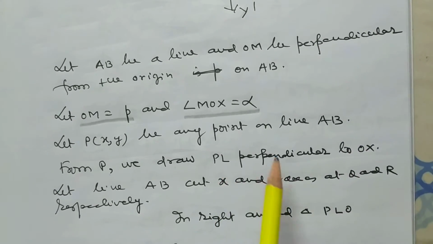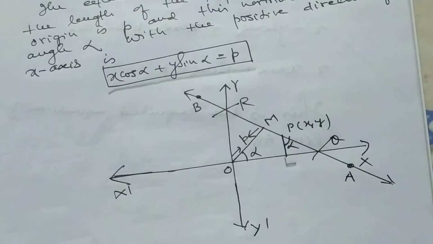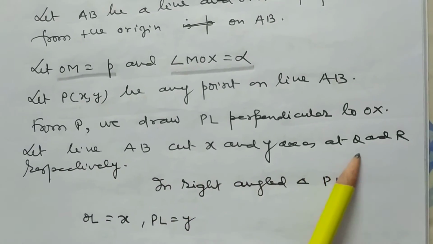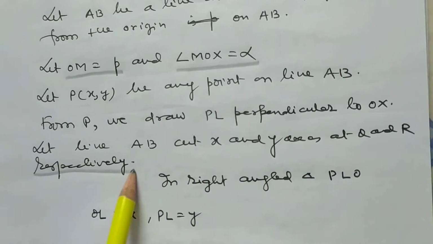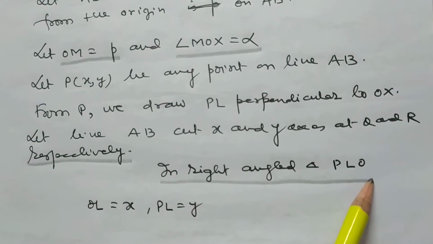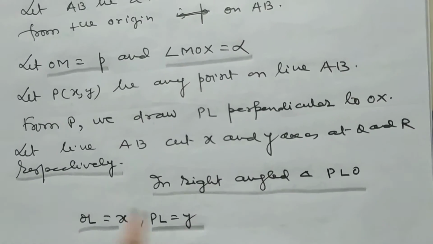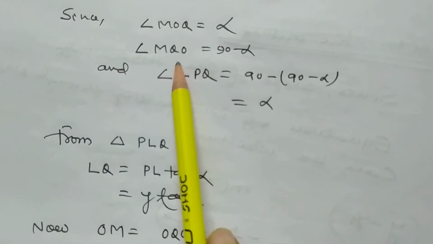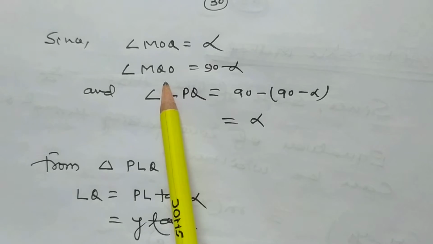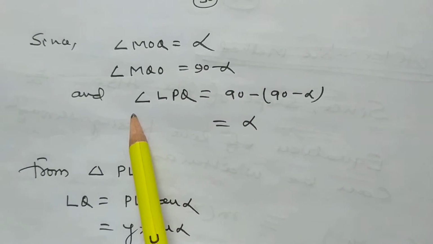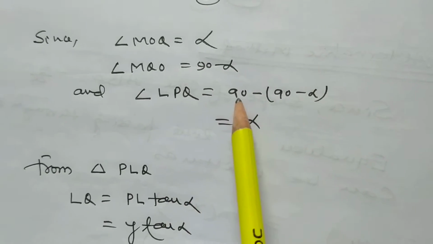From P we draw PL perpendicular to X. Let line AB cut X and Y axis at Q and R respectively. In right angle triangle PLO, OL is equal to X, PL is equal to Y. Since angle MOQ is equal to alpha, therefore angle MQO is equal to 90 minus alpha. And angle LPQ is equal to 90 minus (90 minus alpha), that is alpha.